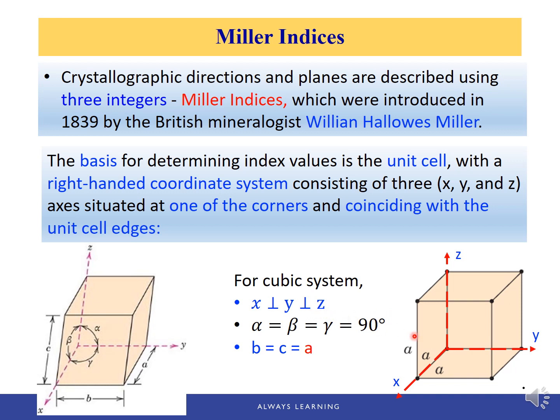So for a cubic system, we know the three edges are perpendicular to each other. Therefore, the x, y, z axes are mutually perpendicular. And also alpha, beta, and gamma angles are 90 degrees. Furthermore, the three edges of the cube are equal. So instead of having A, B, and C, we just use A for the edges of this cube.